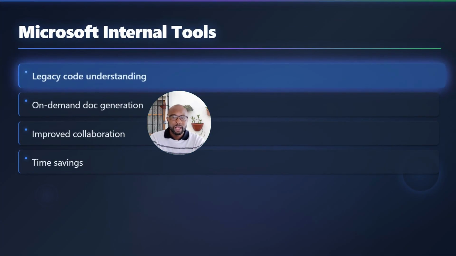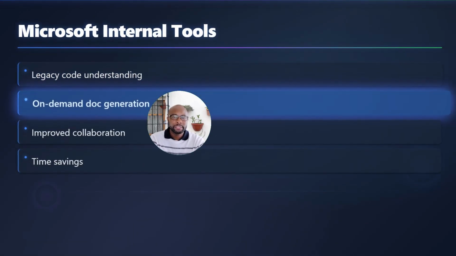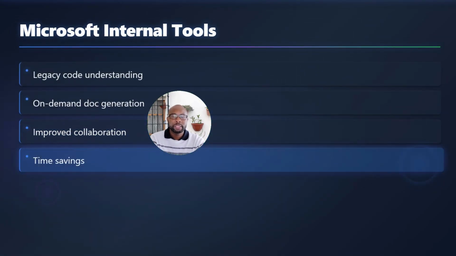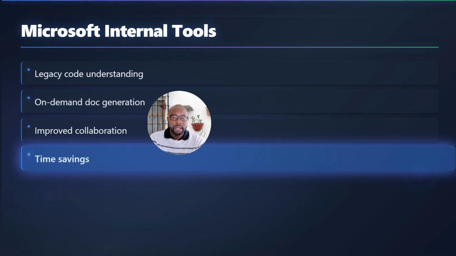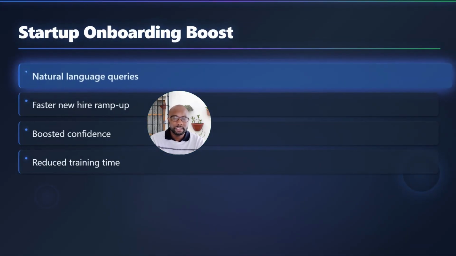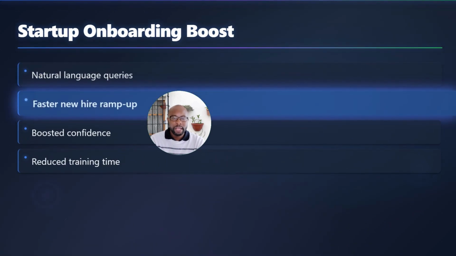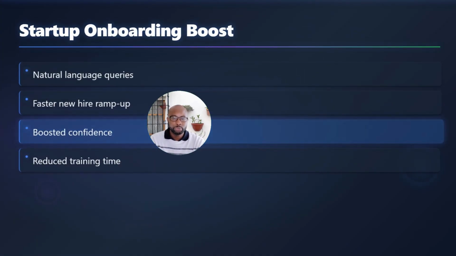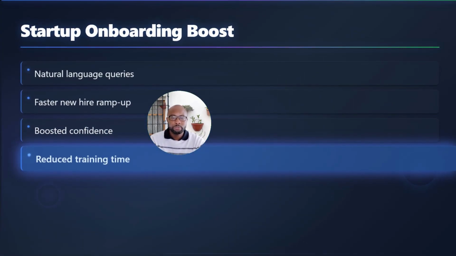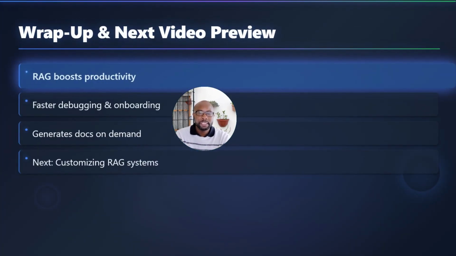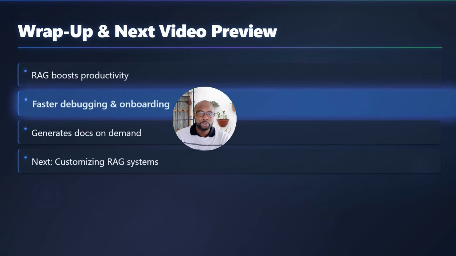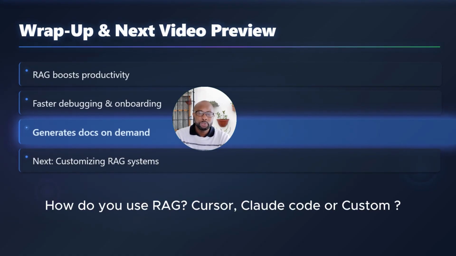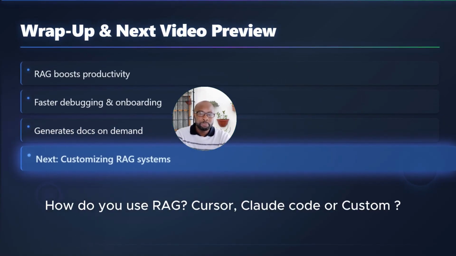At Microsoft, RAG powers internal tools that help engineers understand legacy code and generate docs on the fly. This reduces the time spent reading old code and makes collaboration smoother across teams. A fast-growing startup used RAG to onboard new hires faster by letting them ask their code-based questions in plain English. This reduced ramp-up time and boosted developer confidence early on. These case studies prove how RAG transforms code search from a chore into a powerful productivity tool. In the next videos, we'll dive deeper into customizing and extending RAG systems for unique team needs.